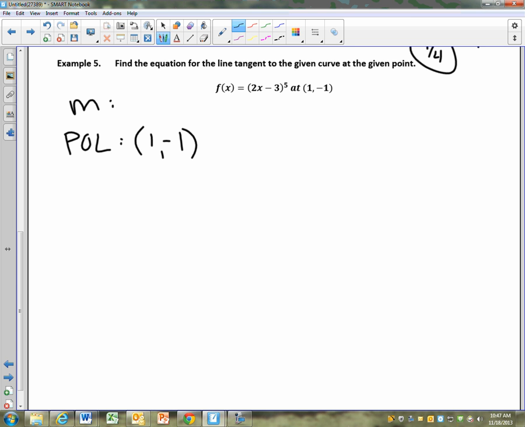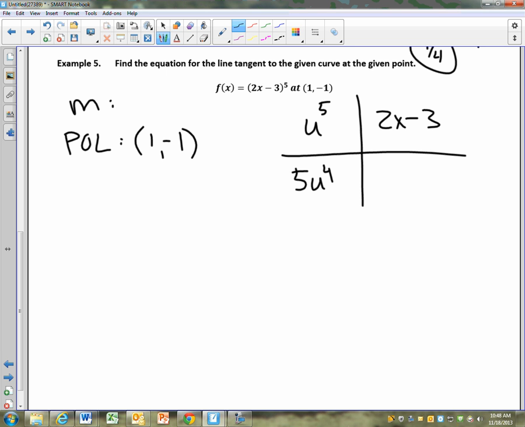In order to find the slope, you have to first find the derivative. What is the derivative of 2x minus 3 to the fifth? What do you have to use? Chain rule. Some of you can do it without setting this up. Get it? Good job. So you get 10 times 2x minus 3 to the fourth power.